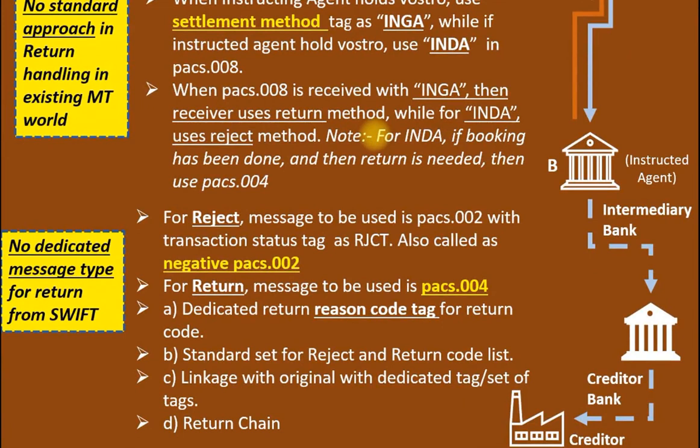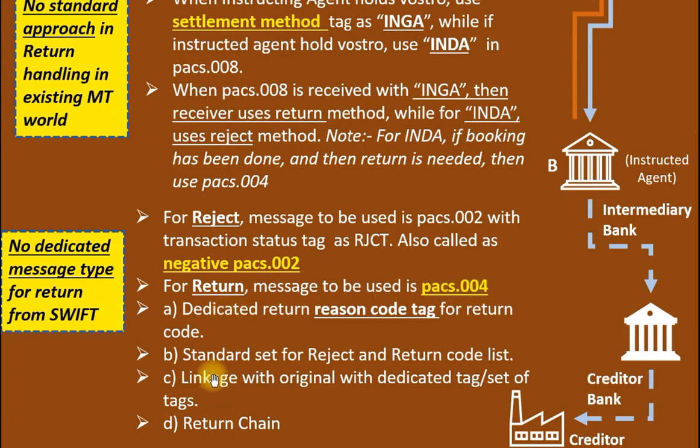So two messages are typically used. One is the PAX 002, which is used for pre-settlement cases or reject scenarios with the indication of the RJCT keyword in the transaction status tag. While for return, it uses the PAX 004. It is a dedicated message for the return.